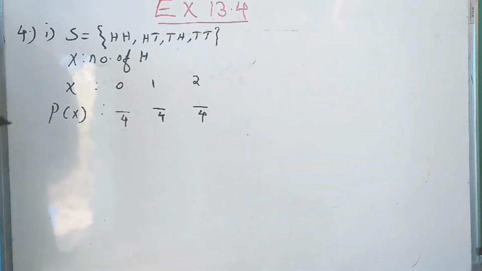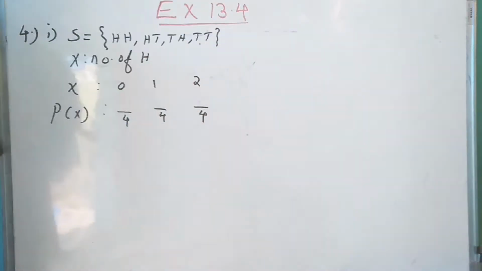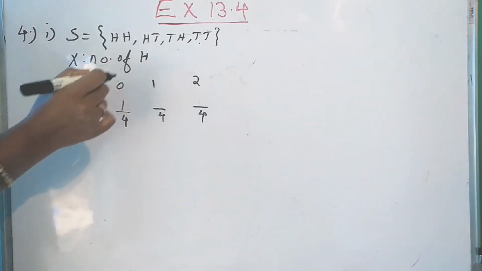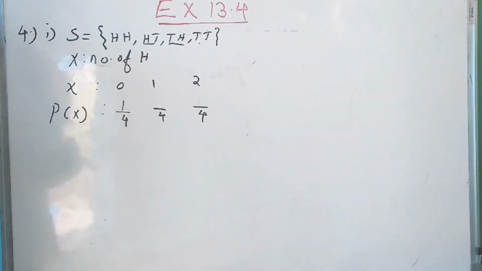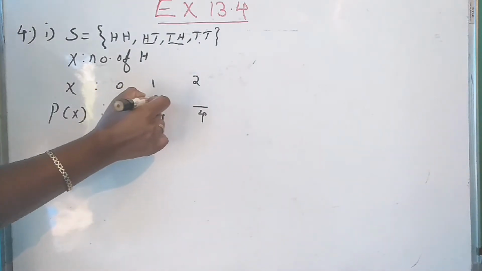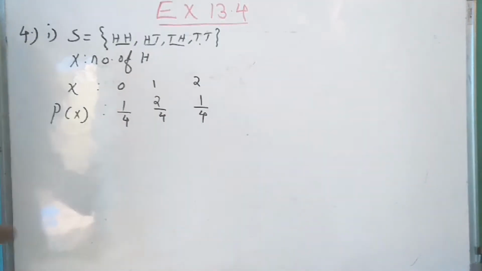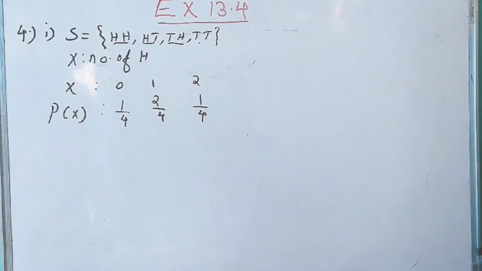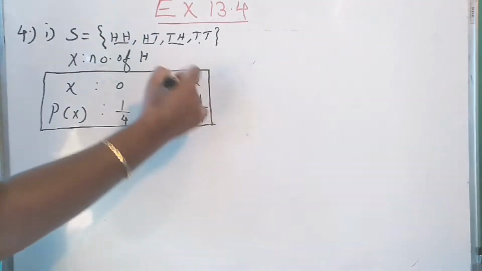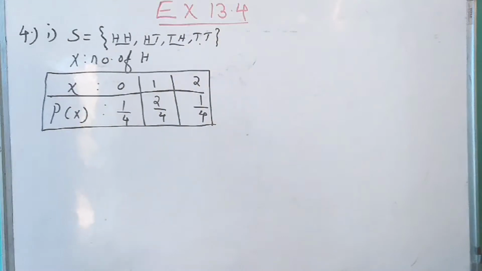Now, how many outcomes give X equal to 0? Only one outcome gives X equal to 0, so 1 by 4. Now, how many outcomes give X equal to 1? These 2 outcomes give X equal to 1 because in those 2 outcomes, the number of heads is equal to 1. So this is 2 by 4. And this one gives X equal to 2, so the probability is 1 by 4. This is our probability distribution corresponding to the experiment of tossing a coin 2 times, where X is the number of heads.